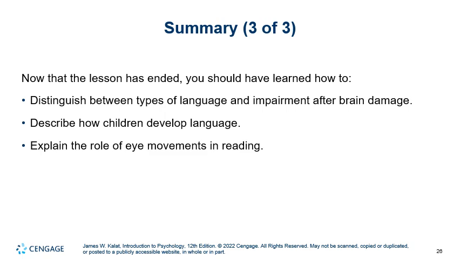Last but not least, we are now hopefully able to distinguish the types of language as well as the different impairments involved within our brain structure. You should now know how children go about developing language, and do rewind this if you're not sure. Go back, listen, and what you don't know, ask questions. Again, it's also explaining the role of eye movements in how we go about reading and being able to recognize words.